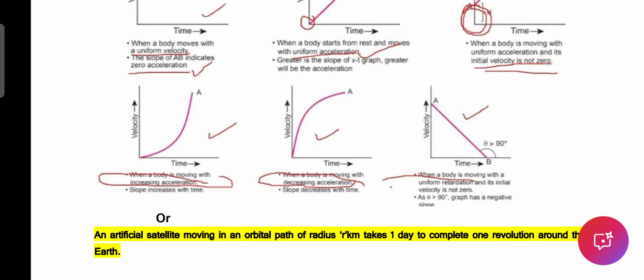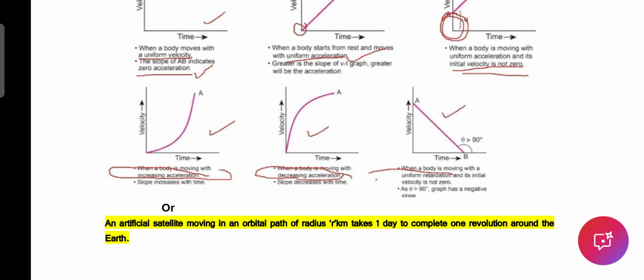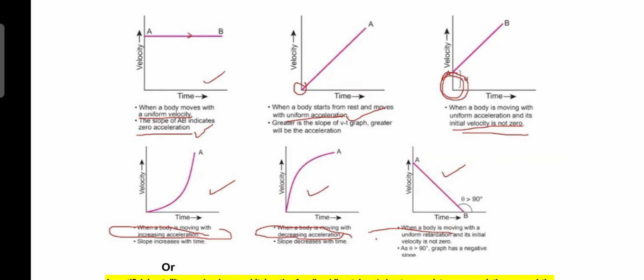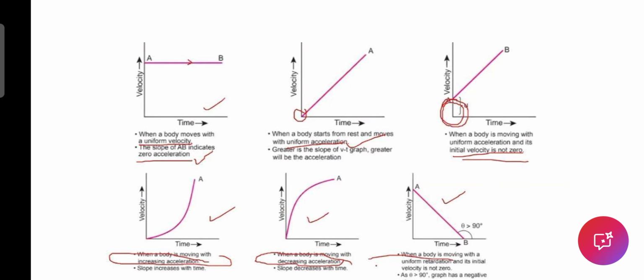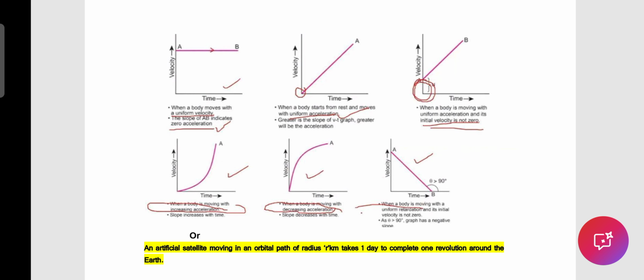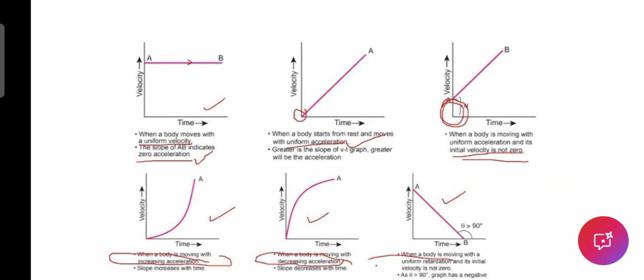So if the same graph is asked in different cases, you should be able to find whether it is uniform or non-uniform motion. If it is uniform, it will be a straight line. If it is non-uniform, it will be curved. If it is faster, then it has to rise upward. If it is slower and comes down to rest, it has to touch the x-axis at the end.